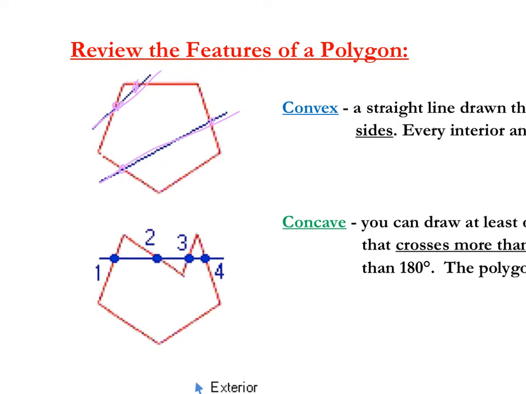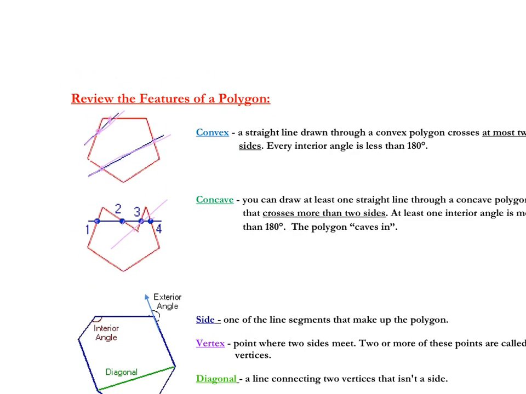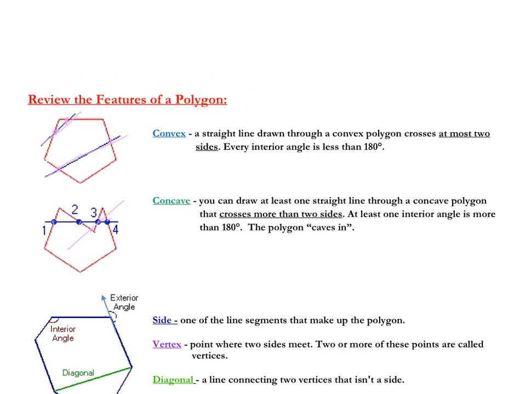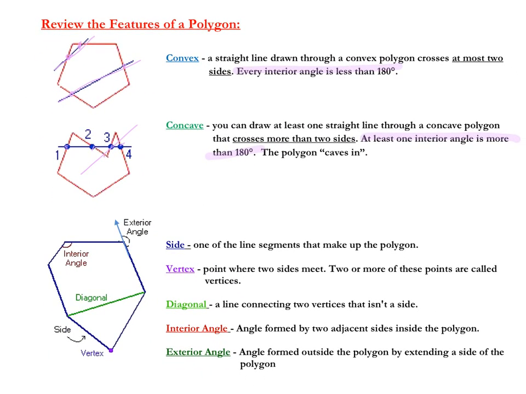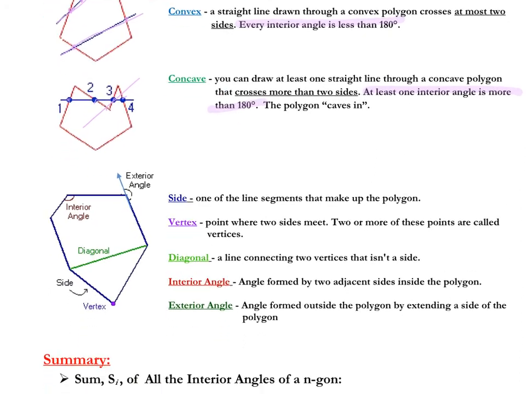Concave is when you can draw at least one straight line through a concave polygon that crosses more than 2 sides. So notice that we cross 1, 2, 3, and 4. If I did it here, I'd cross 1, 2, and 3. At least one interior angle is more than 180 degrees, so that's the big difference between a concave and a convex. Here, for convex, every interior angle is less than 180. And again, how do you know the difference? Concave caves in.